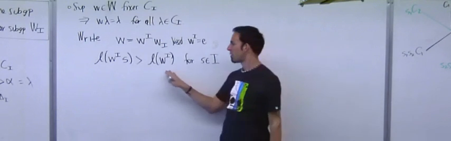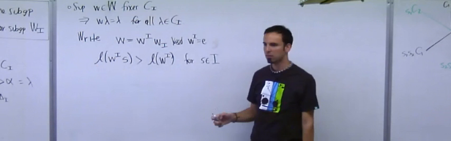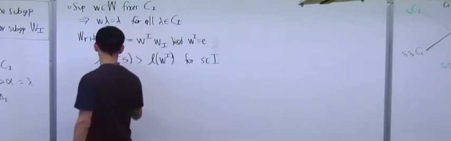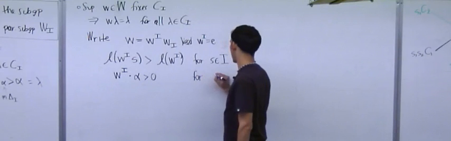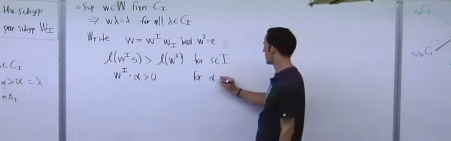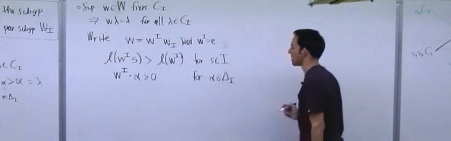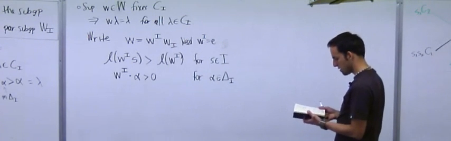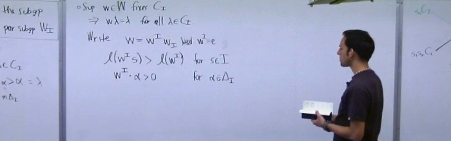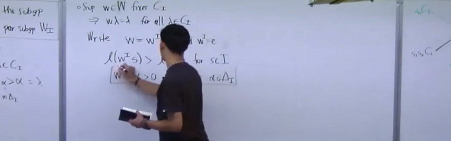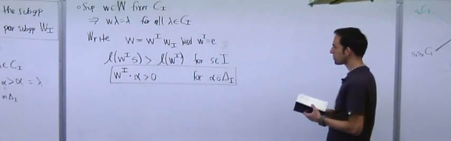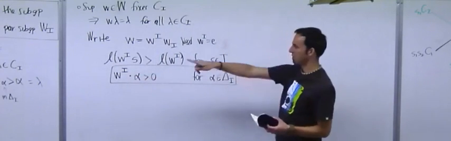Now remember, the nice thing about whenever we have something like this is that we can translate it to a geometric statement that says that the way that W super I acts on the corresponding root is that it makes it positive, where alpha is the corresponding root to this guy. In other words, alpha is in delta I. So this will be useful, because it's telling me what this W super I does to my roots that I care about.